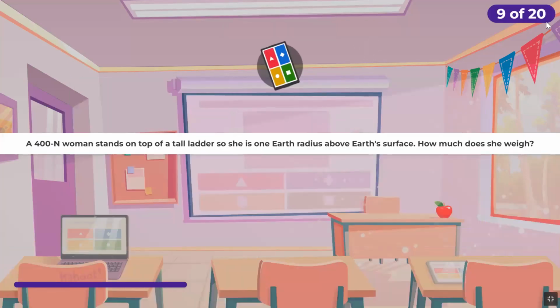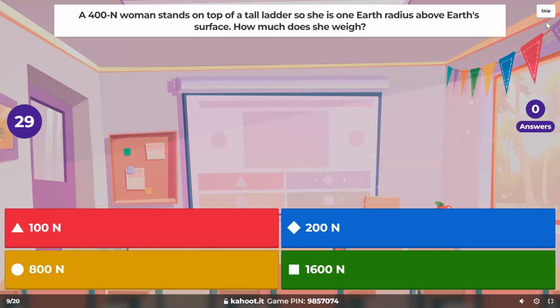If you're 400 newtons and stand on top of a tall tower, so you're 1 Earth radius above Earth's surface. Now, how much do you weigh?